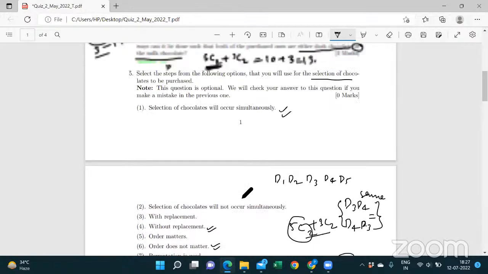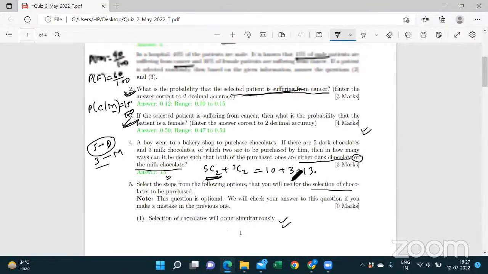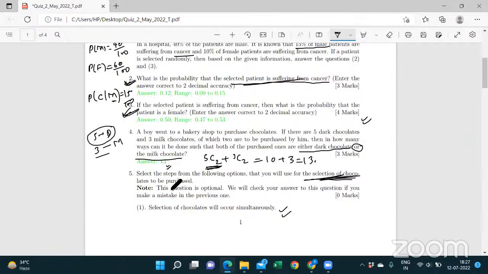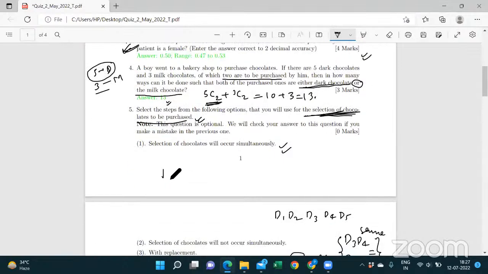Like in this example, the focus of the question is the selection of chocolates to be purchased. You have to purchase only 2 chocolates, that means you have to select 2 chocolates. So selection will be simultaneous: you select 1 chocolate and then you select the second chocolate, right? But suppose the question is about the event of either dark chocolate or milk chocolates. Then events are not simultaneous. It means you did it for dark chocolates or you did it for milk chocolates.